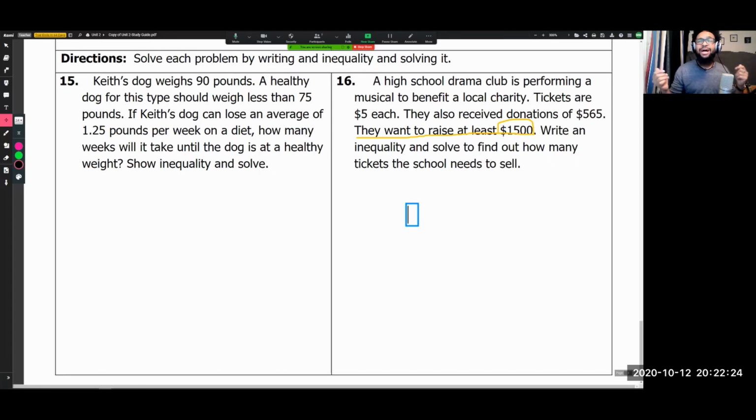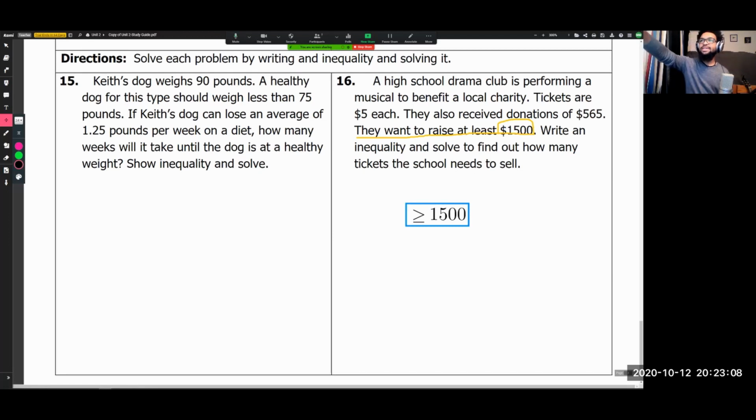If you went to a store to buy something, and you knew that what you wanted to buy was going to be at least $10, you would bring $10, but you'd also probably bring more than $10, right? So if they want to raise at least $1,500, they want to have $1,500, but they also want to possibly have more than $1,500, a greater value. So that's going to be a greater than or equal to sign.